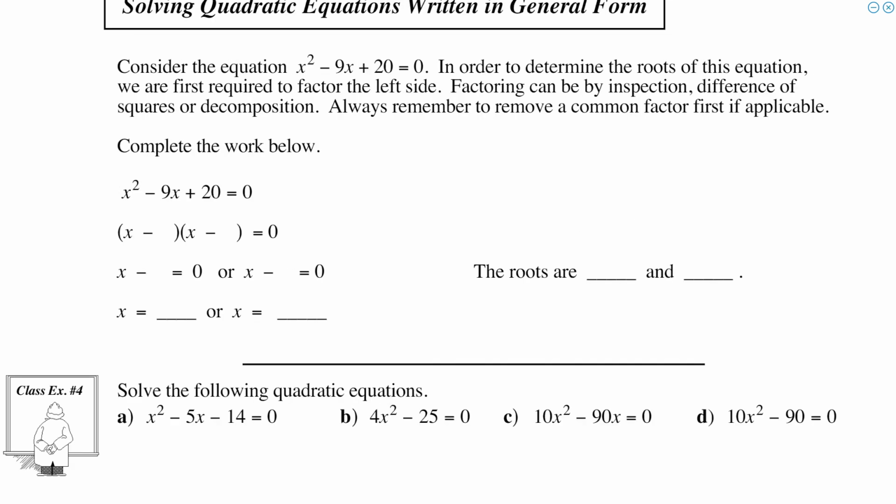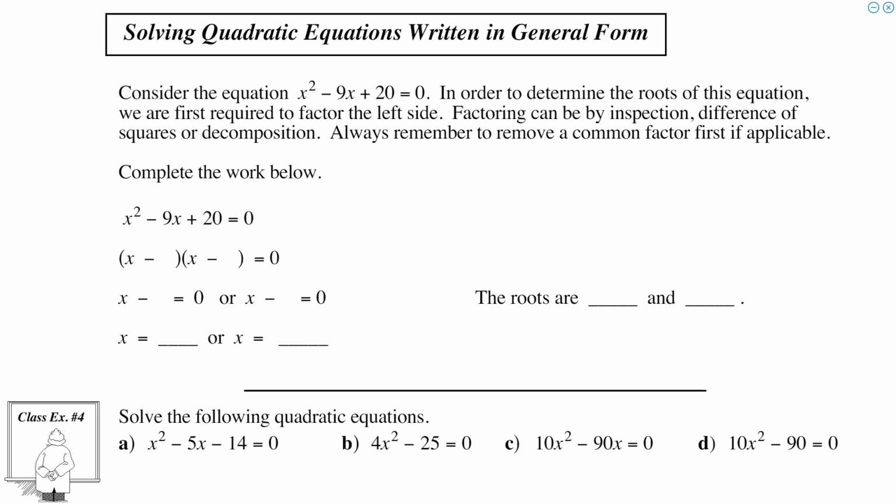So in this case, x squared minus 9x plus 20. This is a simple quadratic, so I don't have to decompose it. I can just do this by inspection. So what are my factors here? Things that multiply to 20 but add to negative 9. How about negative 4 and negative 5? Right, negative 4 times negative 5 equals positive 20. That's negative 9, okay? So x minus 4 is 0, or x minus 5 is 0.